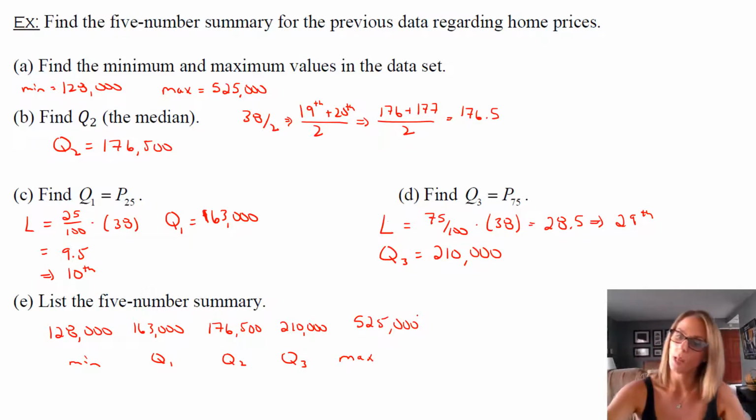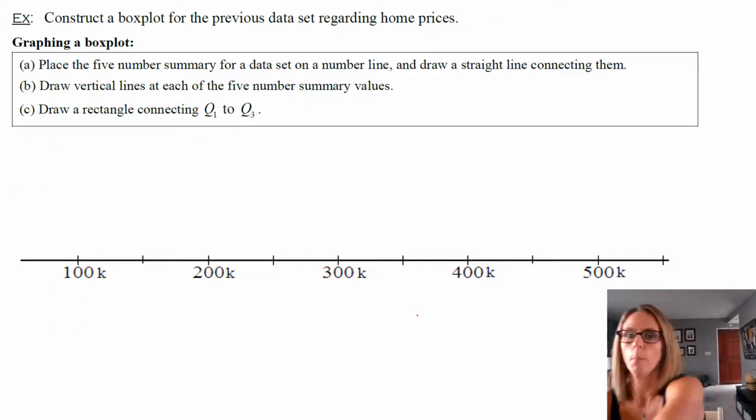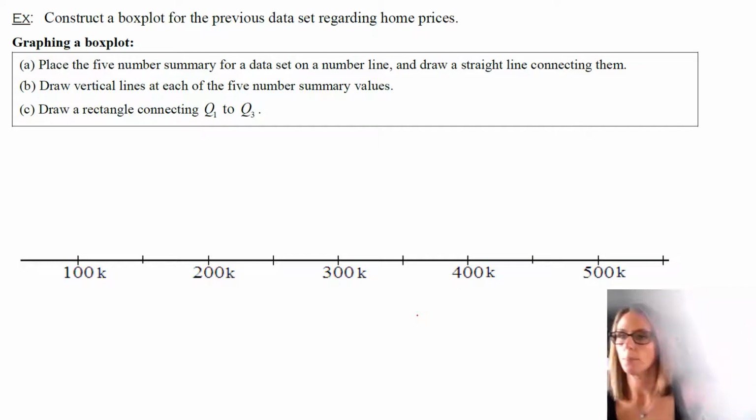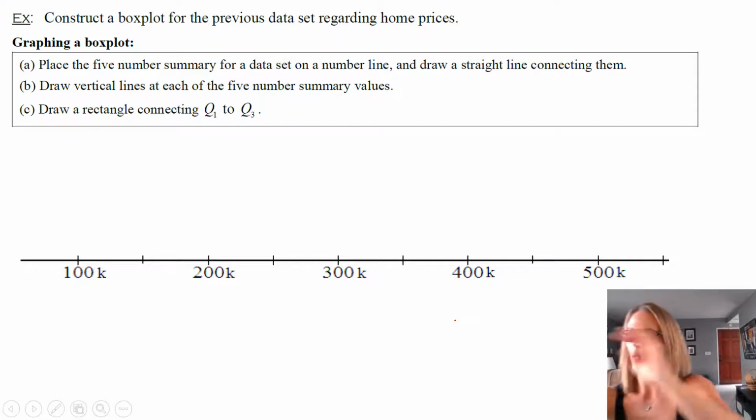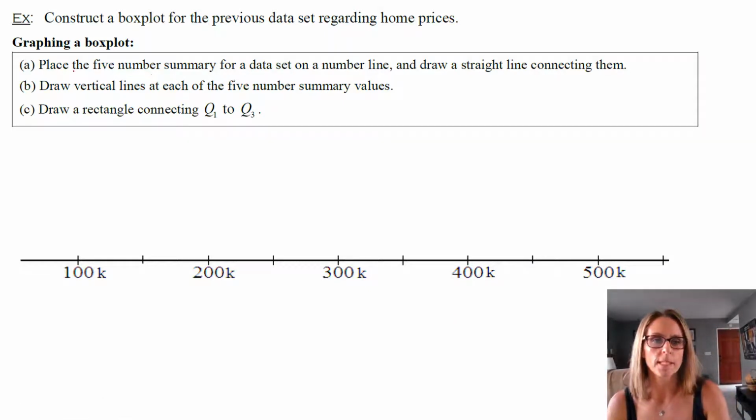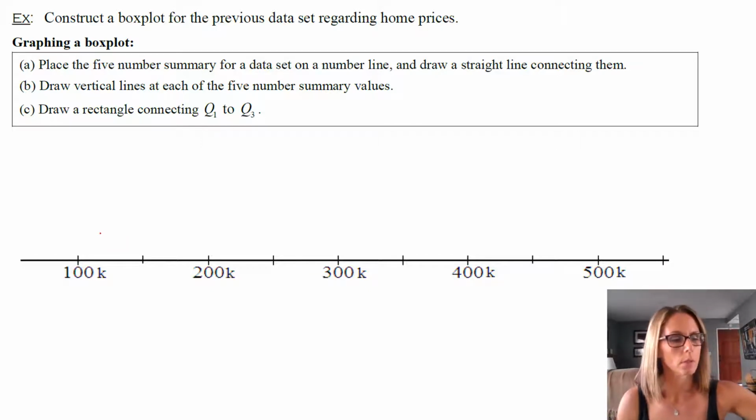Now we're going to use them to make a box plot. So here's the directions for a box plot. It is pretty straightforward once you see an example of it. It says place the 5-number summary for a data set on a number line, draw a straight line connecting them. So what I'll do is, I need to see what my numbers are here.